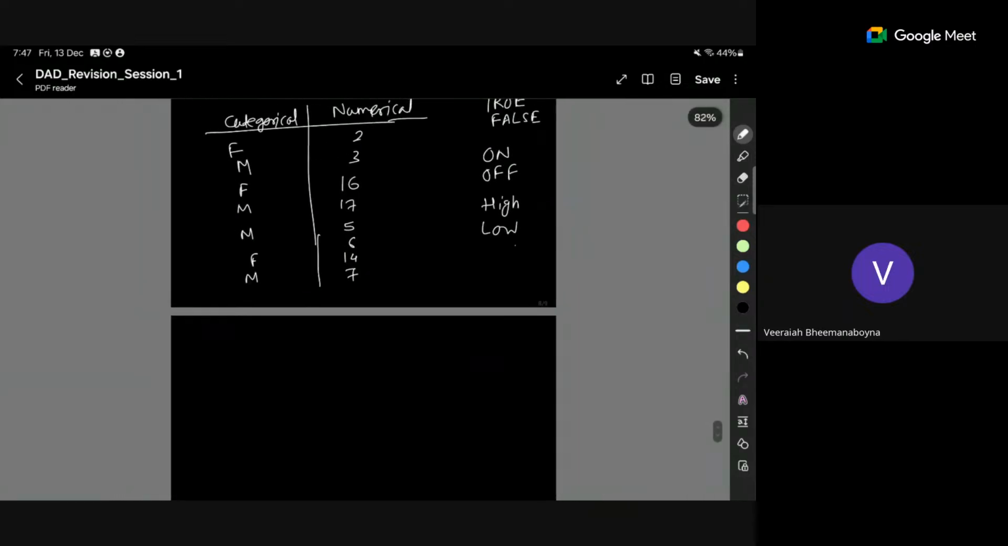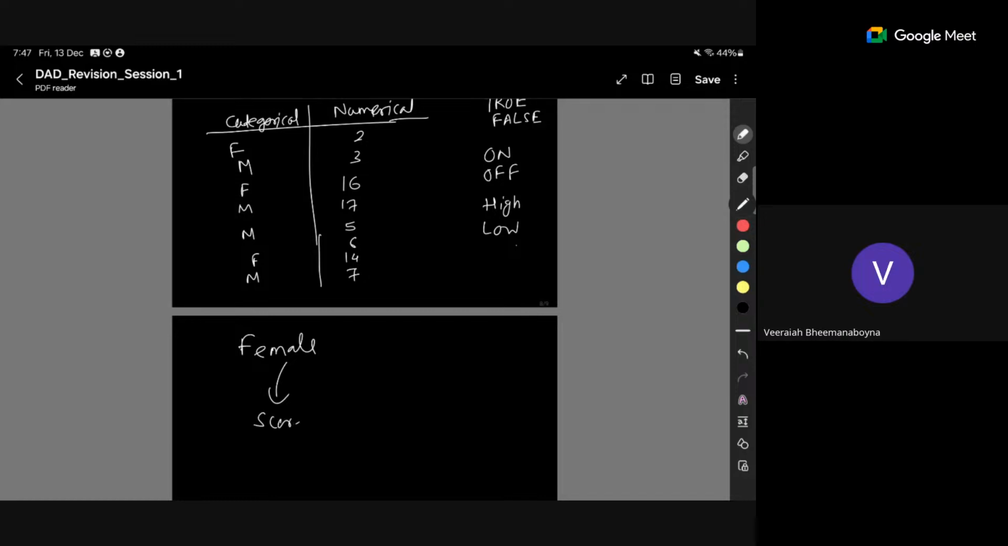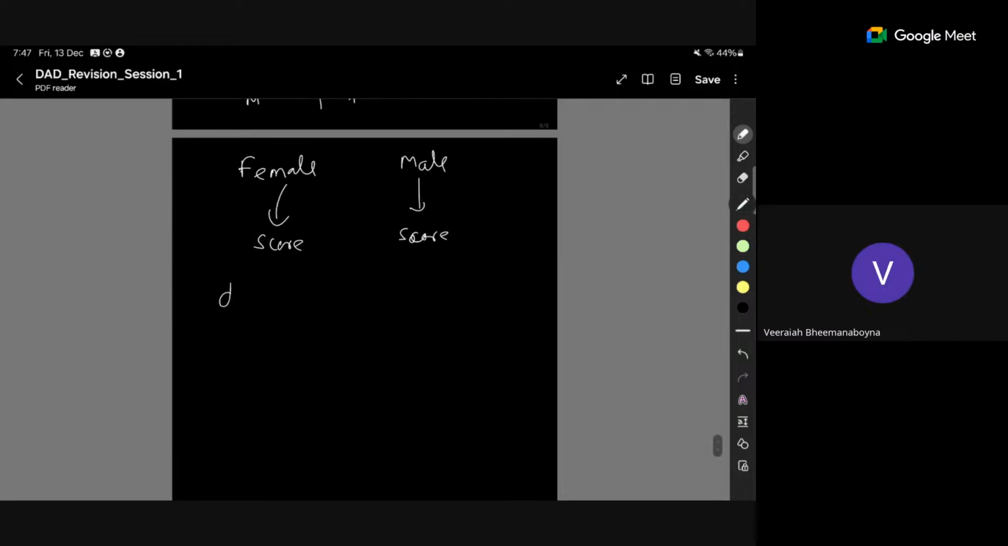So what we are trying to figure out is the correlation between female candidates who wrote the exam, how much score they got, and how much marks males got, and are they kind of correlated? Does gender have an effect on marks? That's the question, that's what you want to figure out, right?